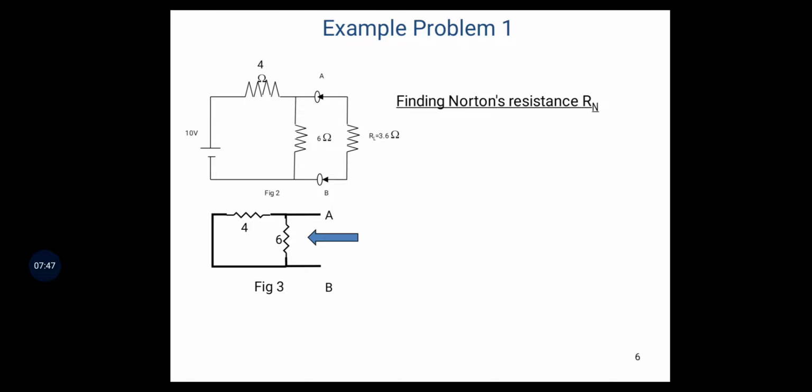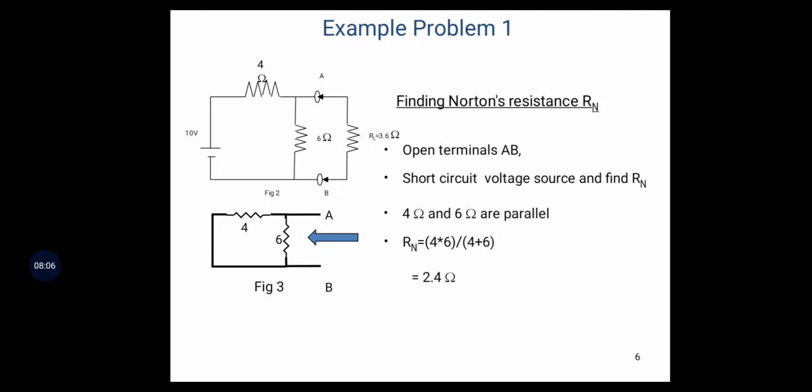So first of all we find the R Norton's. First we open circuit the AB terminal. From that broken point we find the equivalent resistance. When we find the equivalent resistance, if there is any voltage source, the voltage source is short circuited, and if there is any current source, the current source is open circuited. Here the voltage source is present, 10 volts, so the 10 volts is short circuited.